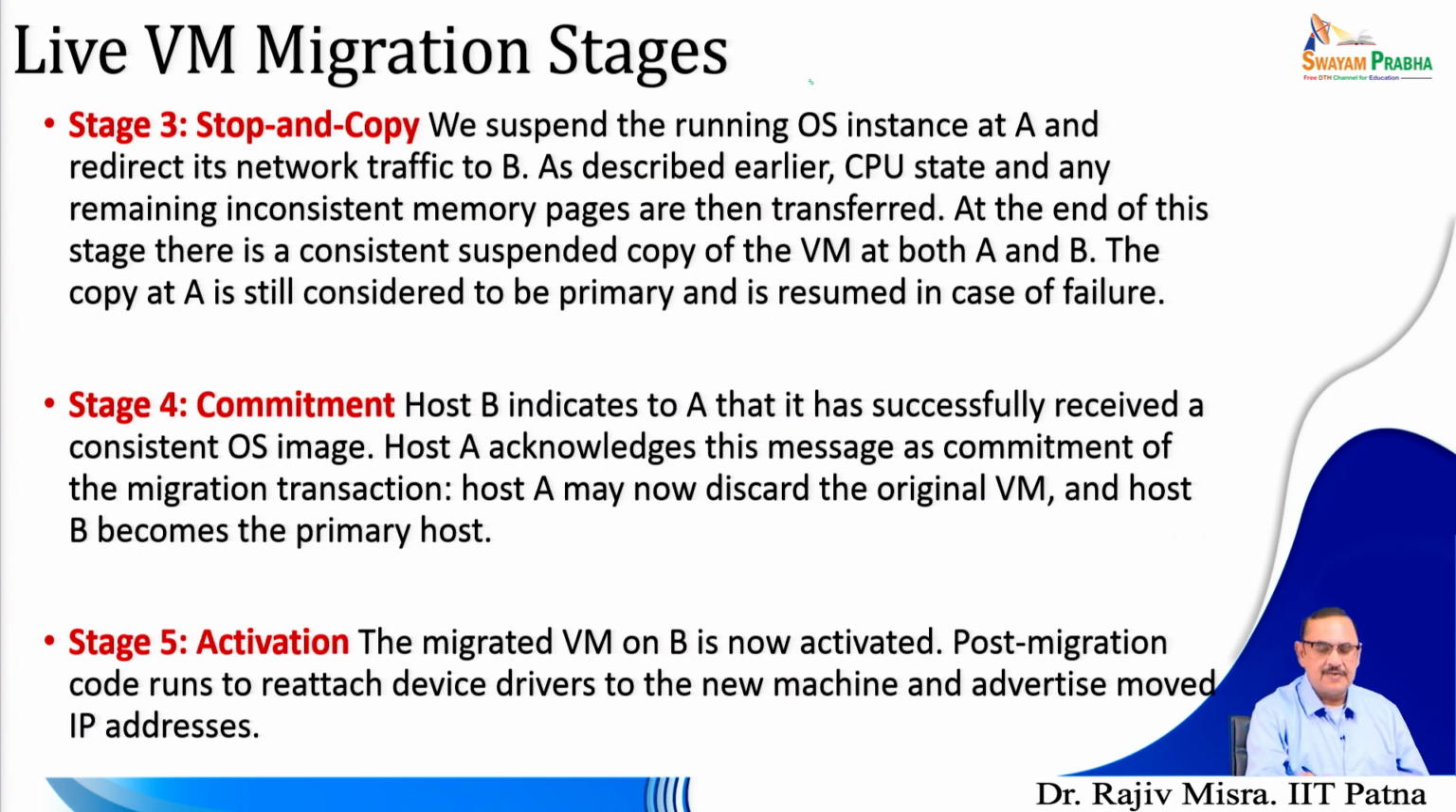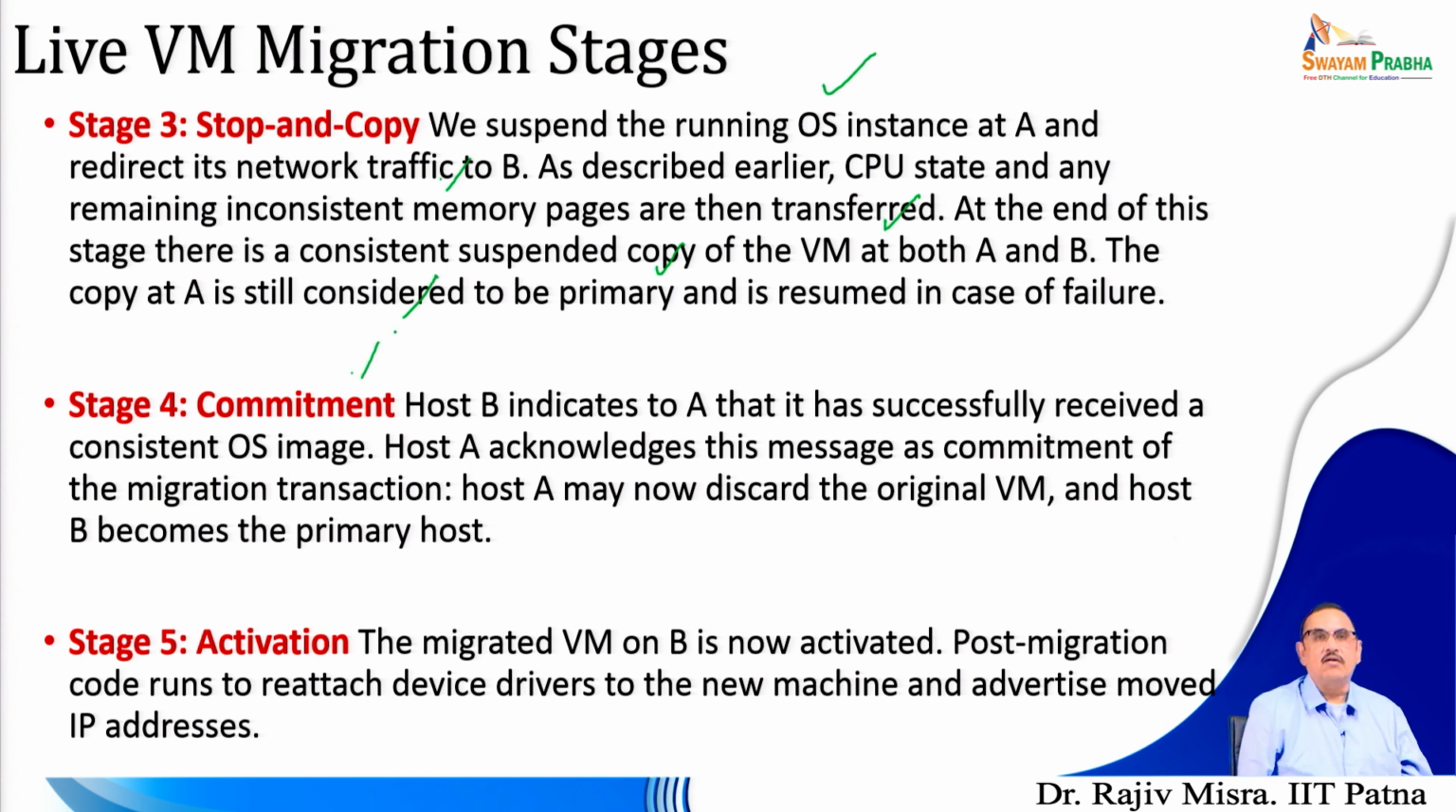So, stop and copy: we suspend the operating system instances at A and redirect the traffic to B as described earlier. CPU state and any other remaining inconsistent memory pages are then transferred. At the end of this stage, there is a consistent suspended copy of the virtual machine at both A and B. The copy at A is still considered to be the primary and is resumed in case of failure.